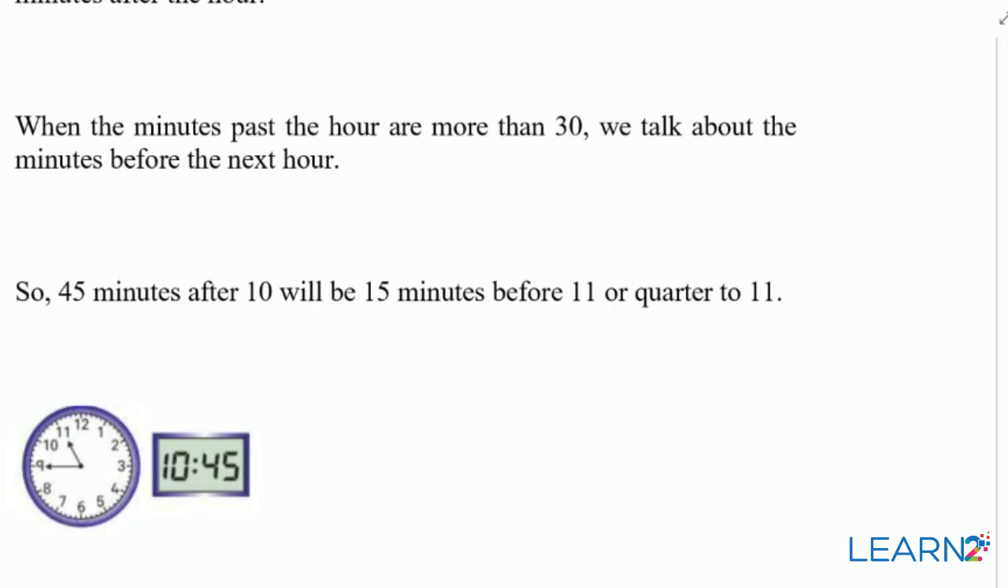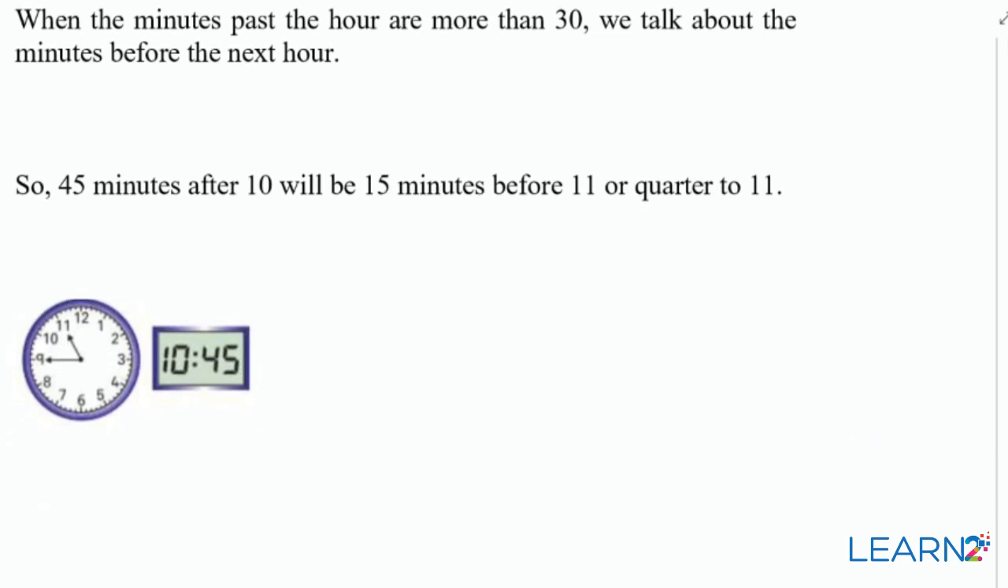When the minutes past the hour are more than 30, however, we talk about the minutes before the next hour. So what does that mean? That means that if we've got 45 minutes after 10, what will that mean? That really means it's 15 minutes before 11, or another way of saying 15 minutes before 11 is we say quarter to 11. So let's do this again. 45 minutes after 10. We don't say that. We rather say 15 minutes before the next hour, which is 15 minutes before 11, because we've got 60 minutes in an hour, or we say a quarter to 11.